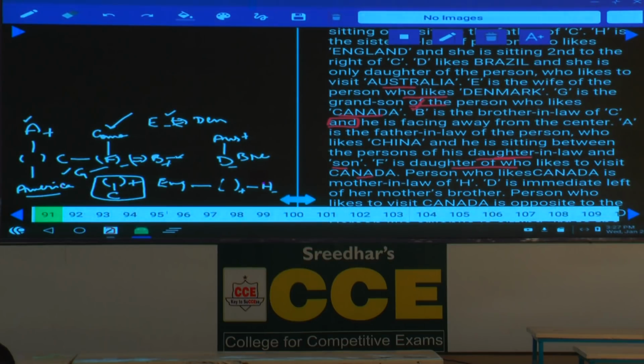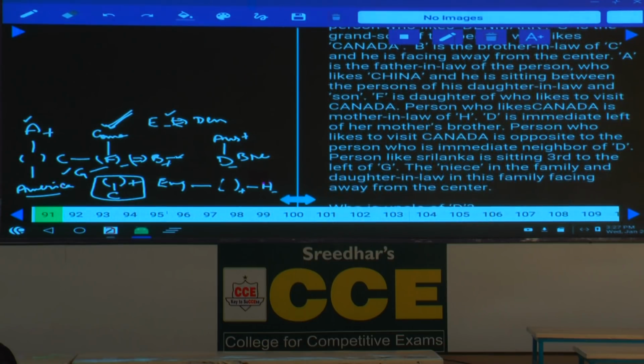Follow? C's spouse, because F is the daughter of the one who likes Canada, and a person who likes Canada. Now we are talking about the person who likes Canada, means again about this person. Now the person who likes Canada is the mother-in-law of H. As of now, this Canada is the mother-in-law of B. This Canada is the mother-in-law of H as well. Then who are the children of this Canada? C and F, and this H and C must be a married couple. H and C is one married couple. F and B is the other married couple.